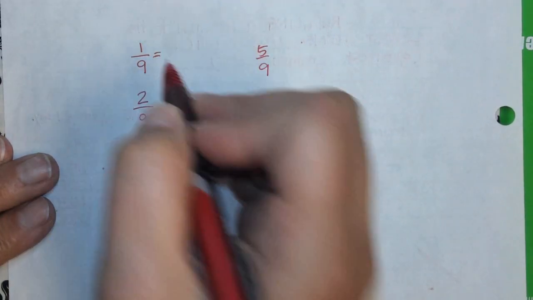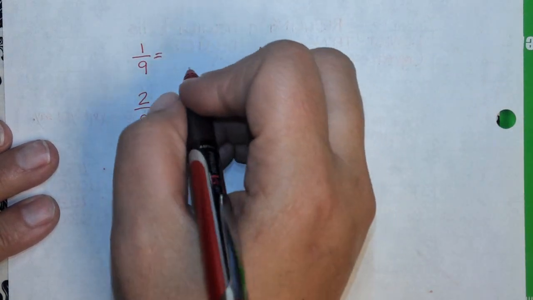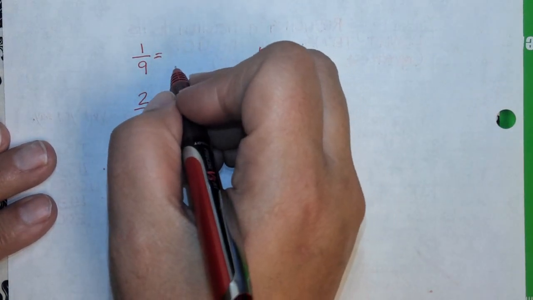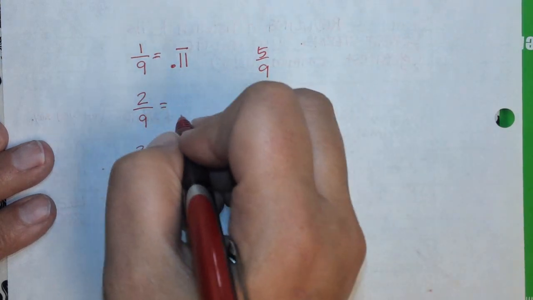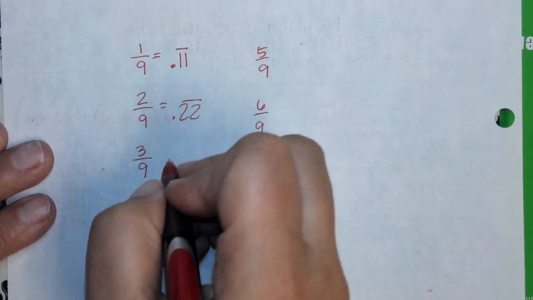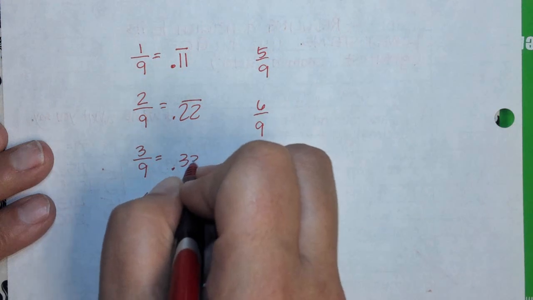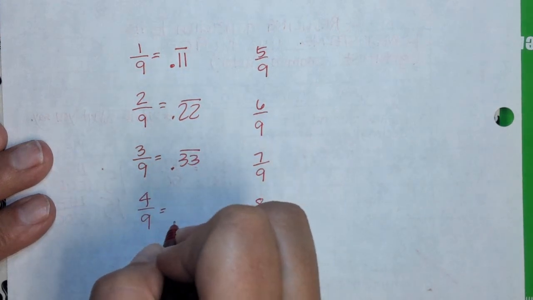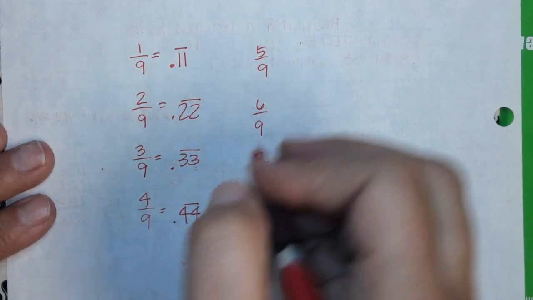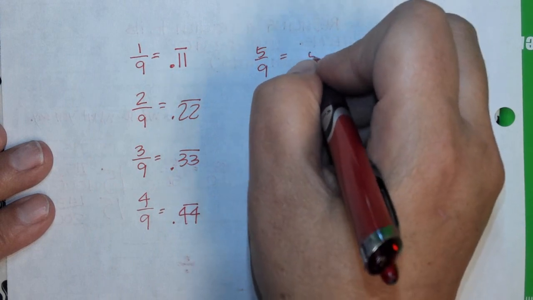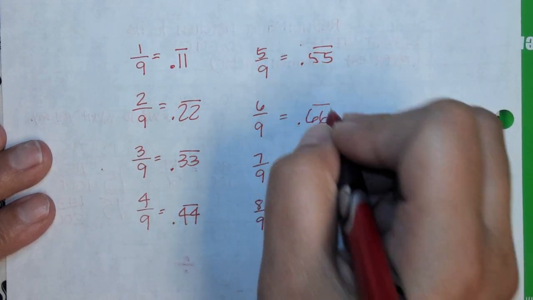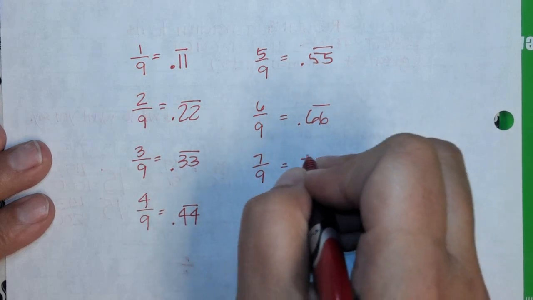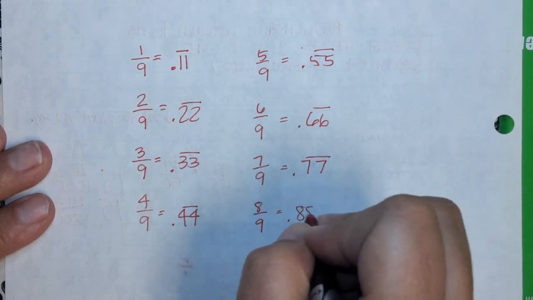What is 1/9 as a decimal? 1/9. As a decimal, not a fraction. What's 2/9? 3/9. 4/9. All right, don't get ahead. What about 6/9?